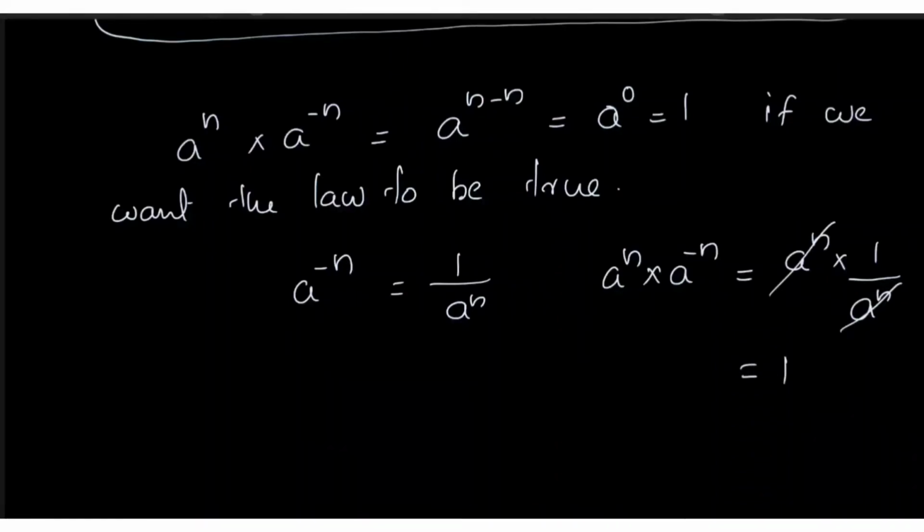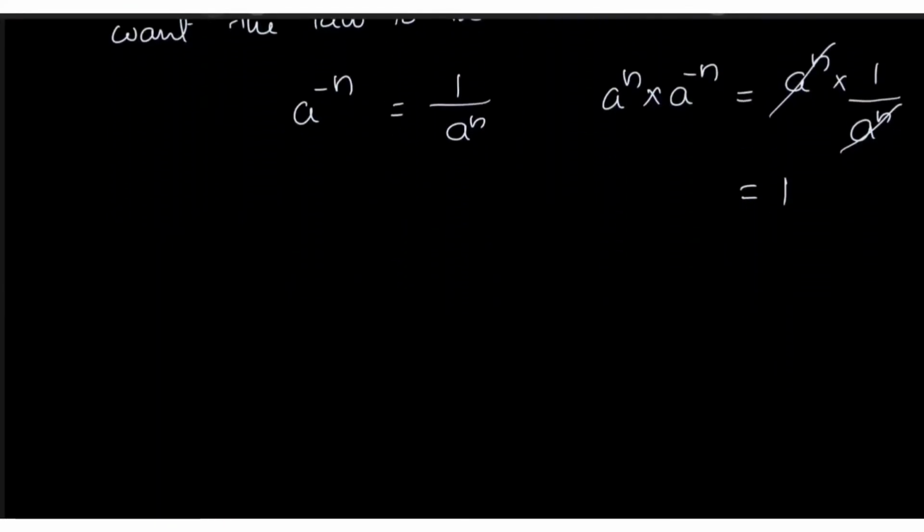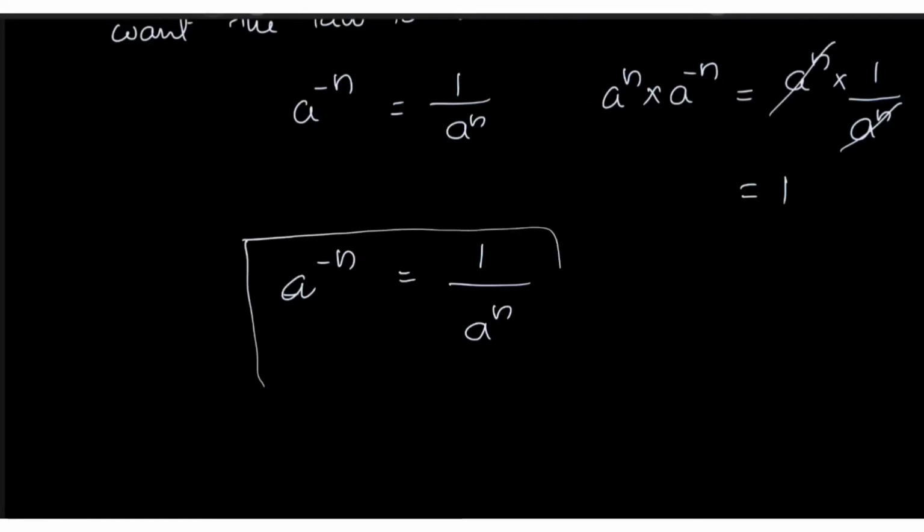From this it is again proved that a raised to minus n is equal to 1 by a raised to n. Then this law is true for every negative value of n. So we can write like this: a raised to negative n is equal to the reciprocal of a raised to n. This is true for every negative value of n.